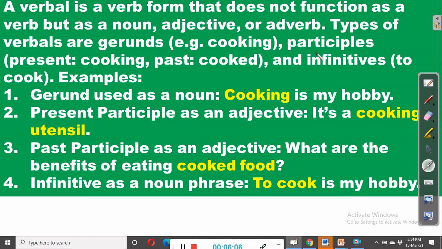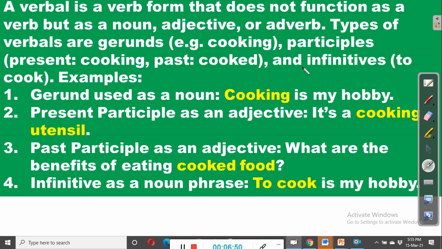Then another type of verbal is participles. And then participles can be subdivided into present participles, which incidentally is cooking, all right? The same ing form of cook, just like gerund. The difference is that a present participle is used as an adjective, while a gerund is used as a noun. Then the other type of participle is past participle. That is the ed form of the verb, cooked. All right. This also is used as an adjective.